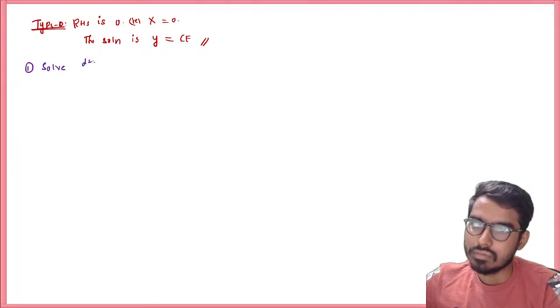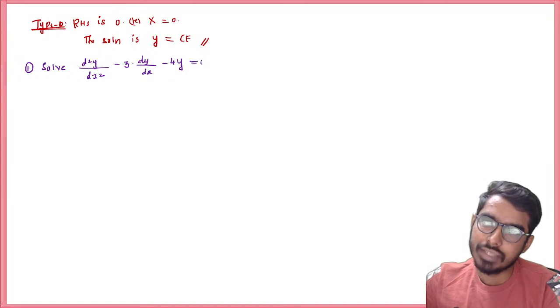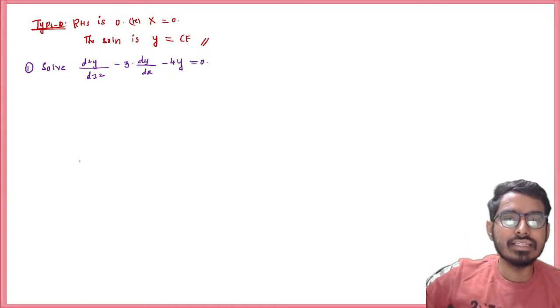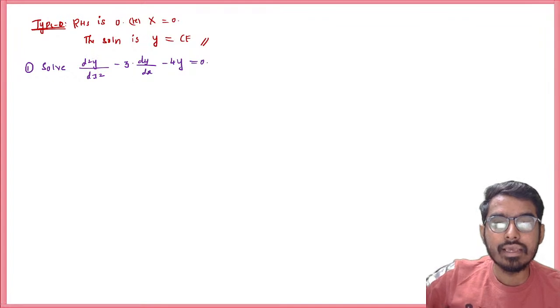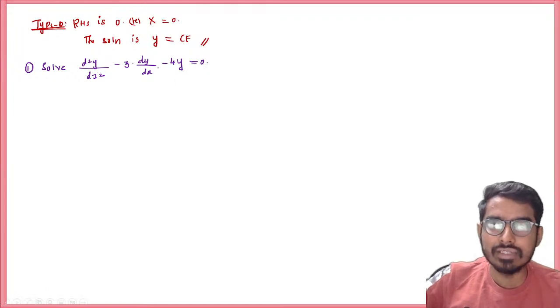Solve d square y by dx square minus 3 into dy by dx minus 4y is equal to 0. Now we can see clearly this is type 0. Why? The RHS is 0, and this is a second order linear differential equation with constant coefficients, and it falls under type 0.